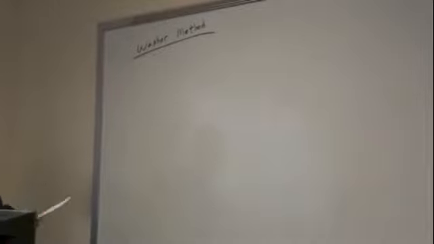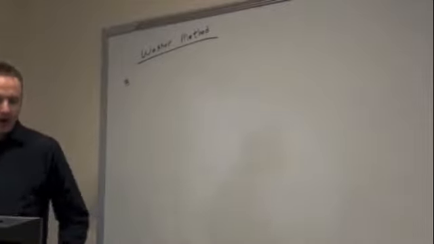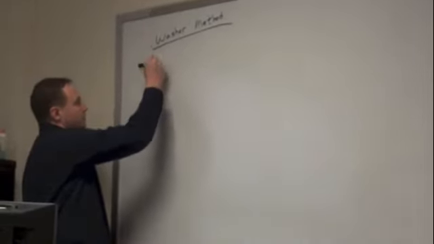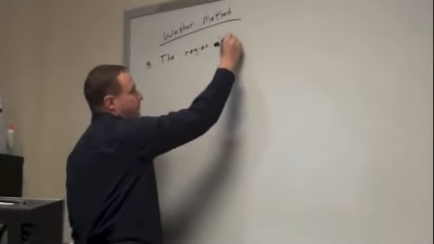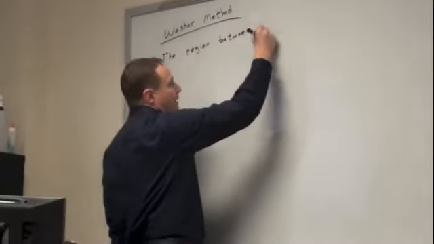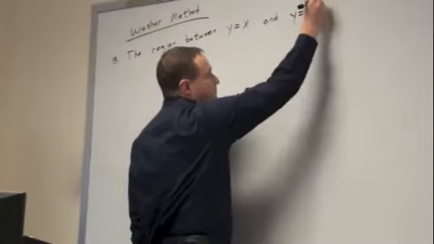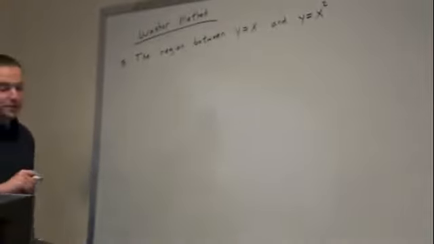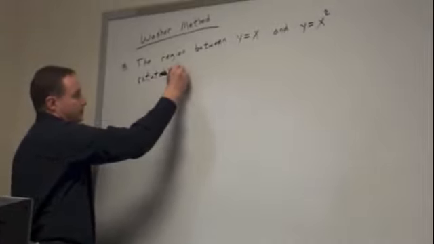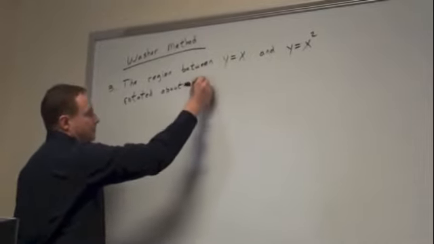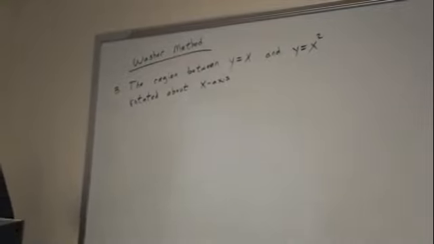And in order to show you a good washer method problem, I'll say, okay, think about these two curves. I want the region between y equals x and y equals x squared, rotated about the x-axis. We want to find the volume of the resulting solid.